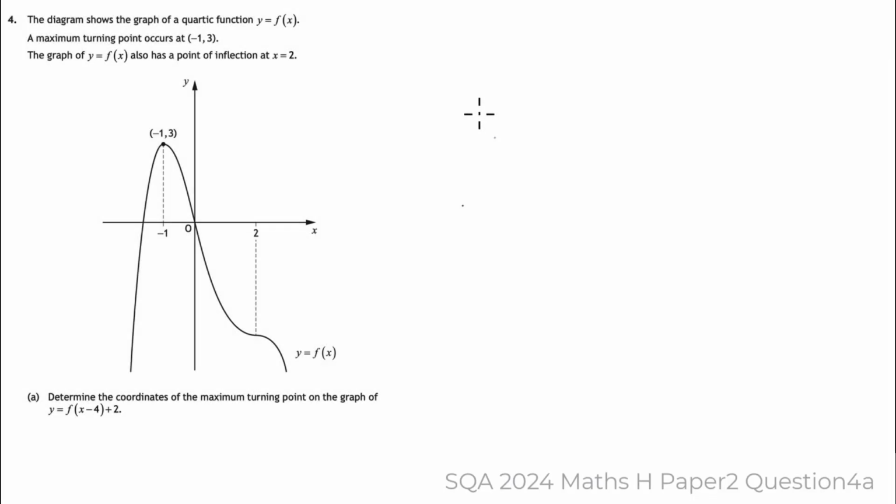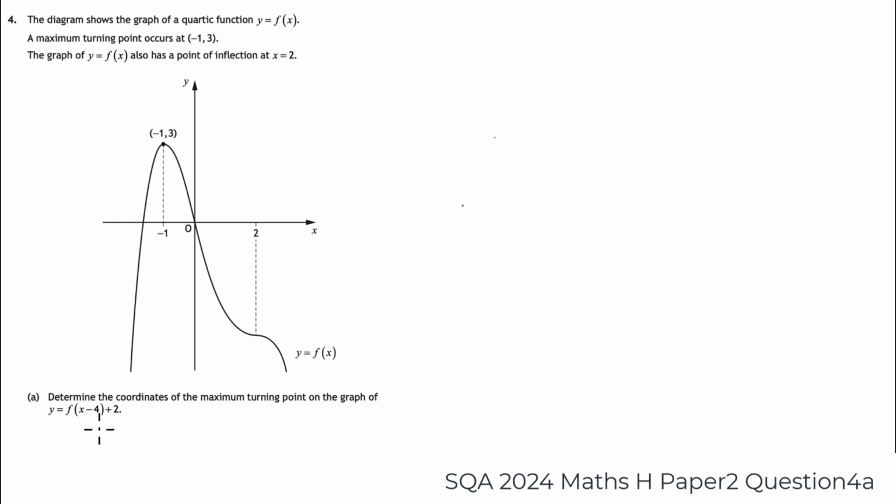So here we have question 4. We're shown this graph of a quartic function. That means its formula involves x to the power 4 and lower powers of x. And the maximum turning point in the graph is -1, 3. We're also shown it passes through the origin there, and it seems to have a point of inflection, a horizontal point of inflection, at x equals 2. Now we're asked to determine the coordinates of the maximum turning point on this graph.